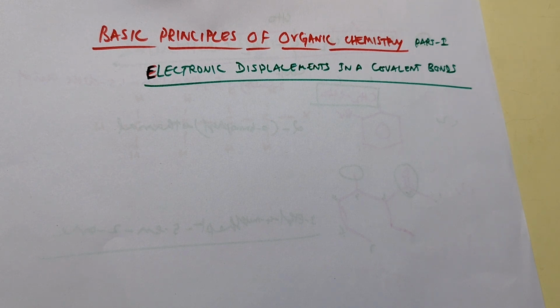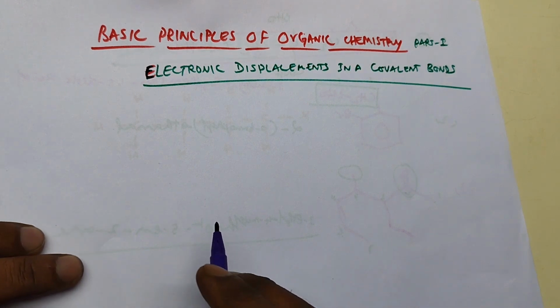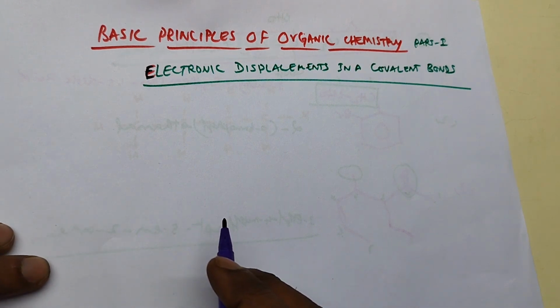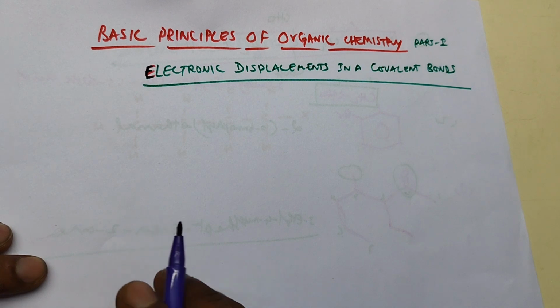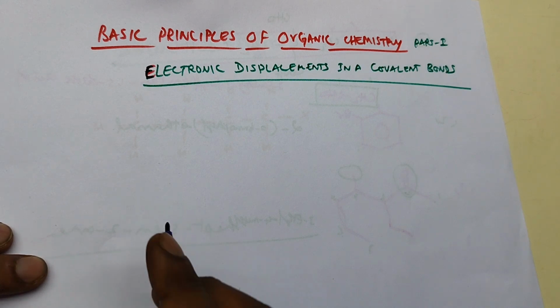In this video we are going to cover the first chapter of organic chemistry in the 11th standard: basic principles of organic chemistry, part 1. Electronic displacements in a covalent bond. In this topic we are going to study certain electronic effects. There are 4 different electronic effects operating in organic molecules. That principle only we are going to discuss now.